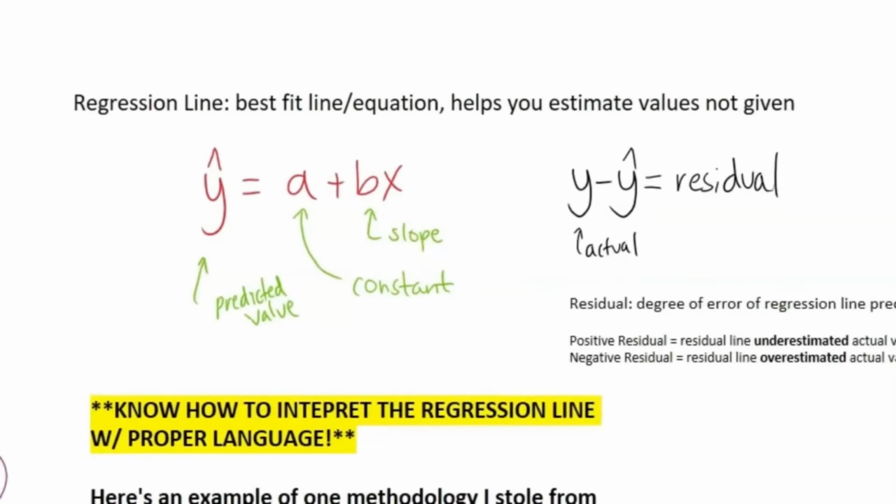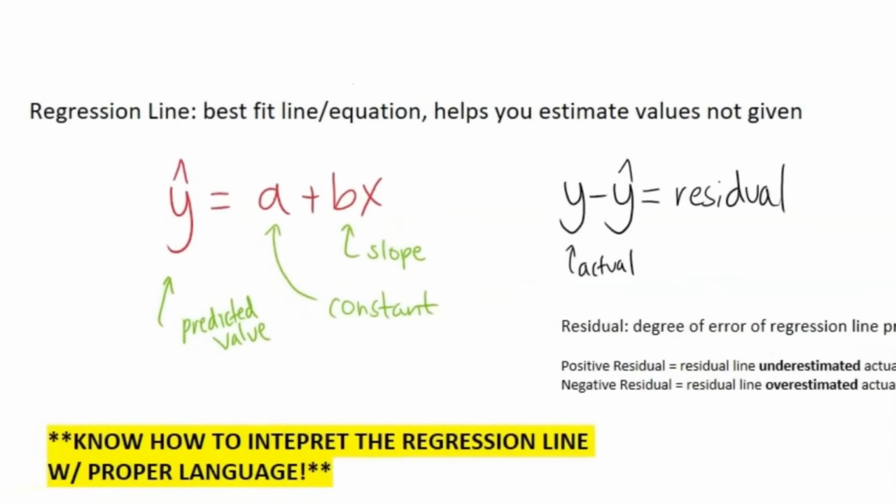All right, so now let's talk about regression lines. Regression lines are essentially just your best fit line. So if you have a scatter plot with points, you put your best fit line on there, and it helps you estimate values for points that you aren't given, okay? What this looks like in the equation is y hat. You use y hat instead of y because it is your predicted value, not your actual y value. So it's y hat equals a plus bx. You've seen that form before. A is your constant, b is your slope. Something you probably haven't seen before is your residual.